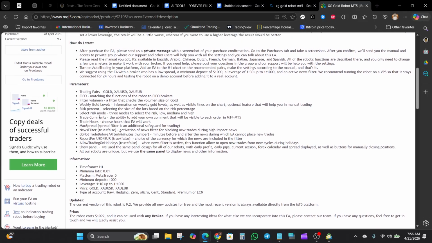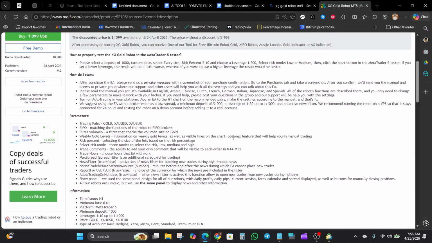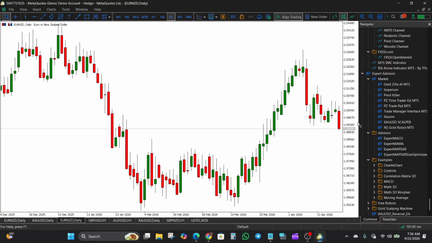Remember that the performance of the EA can also be affected by the settings that you use. The level of drawdown you have on your account is determined by the lot size that you use, so do not forget that. So we are going to go into the strategy tester right now, and let's take a look at how this EA behaves in real time.